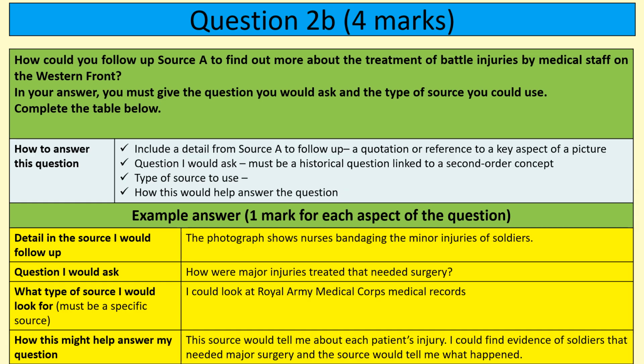Basically, your question must be linked to the detail you selected. Think about a type of source and be really specific about this, and then explain how it would help answer the question. So this is an example answer that will get you 4 out of 4.